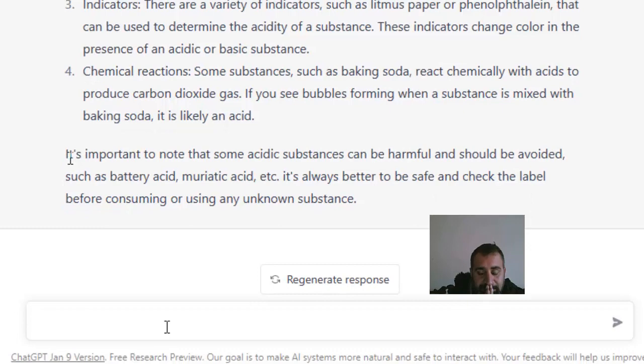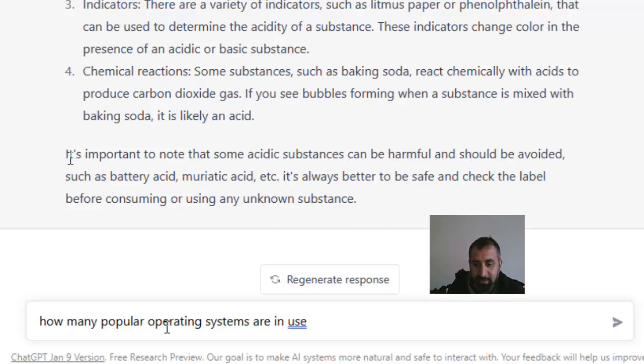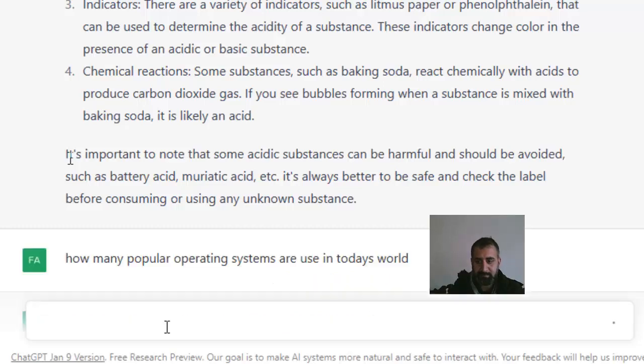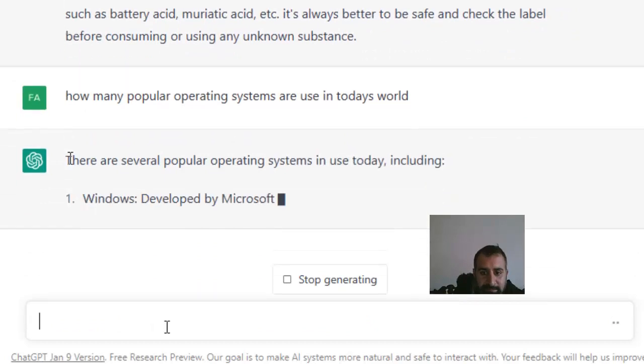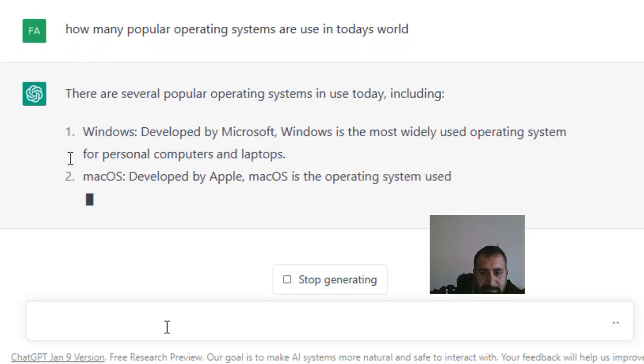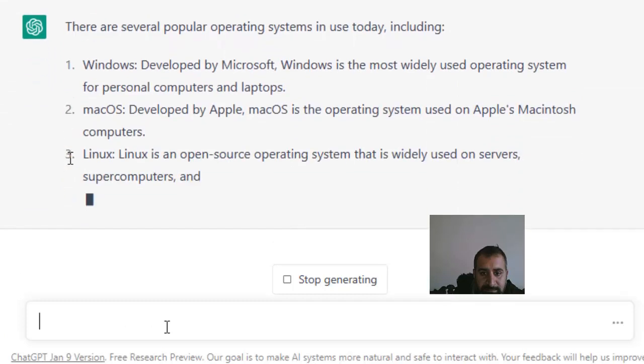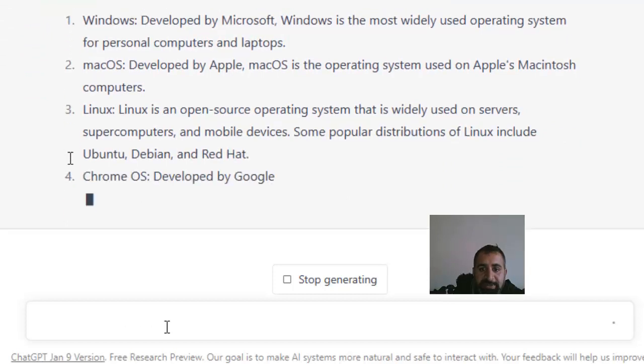The next question is related to computing: how many popular operating systems are in use in today's world? These are the possible answers.